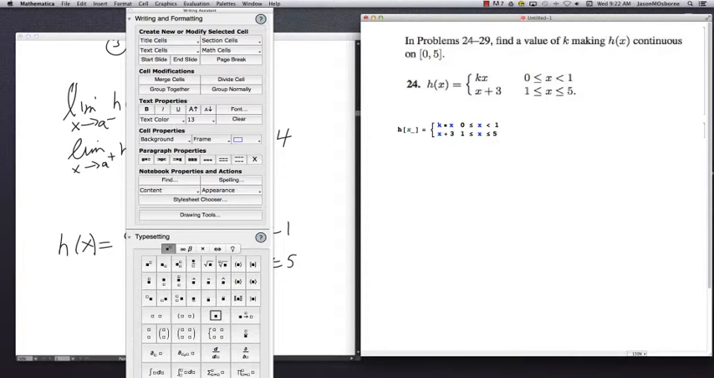Okay. Shift return will define this function for you. And notice that if we go before here, hit enter, and define k to be 3, let's let k equal 3. Hit shift return, notice that it fills in the value of 3 for k. Hit return after this, and you can say plot this function, h of x, from x going from 0 to 5.